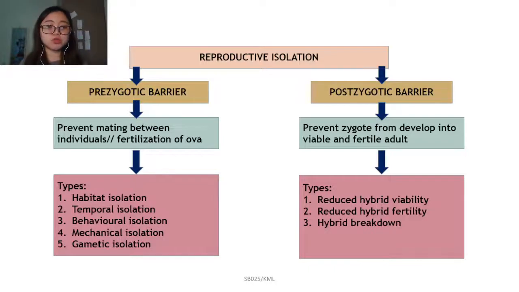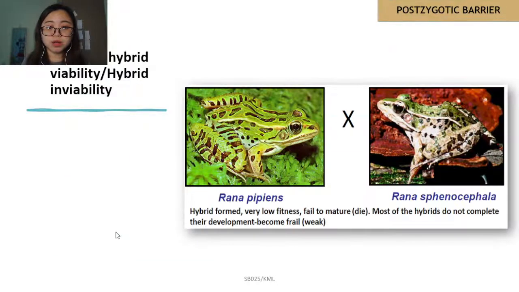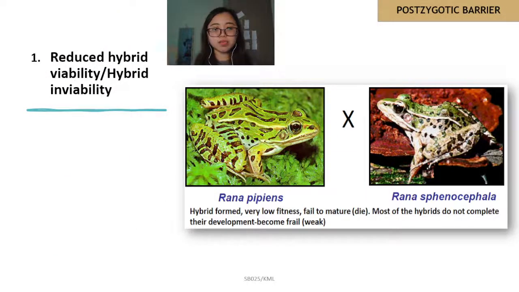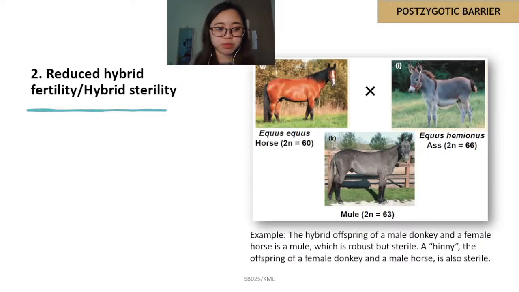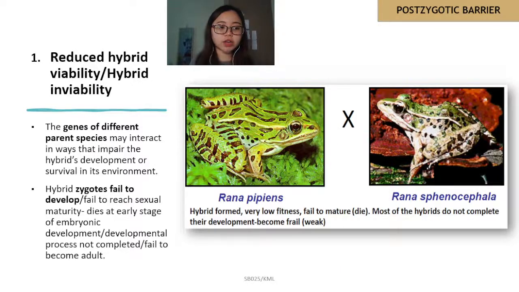Now we're going to go into the post-zygotic barrier. There are 3 types of post-zygotic barriers as well. Okay, in post-zygotic barrier, we're going into the first one, which is reduced hybrid viability or hybrid inviability. This is when the genes of different parent species may interact in ways that impair the hybrid's development or survival in its environment. The hybrid zygotes could fail to develop or fail to reach sexual maturity, which means they die at an early stage of embryonic development or developmental process is not completed, or they fail to become an adult.